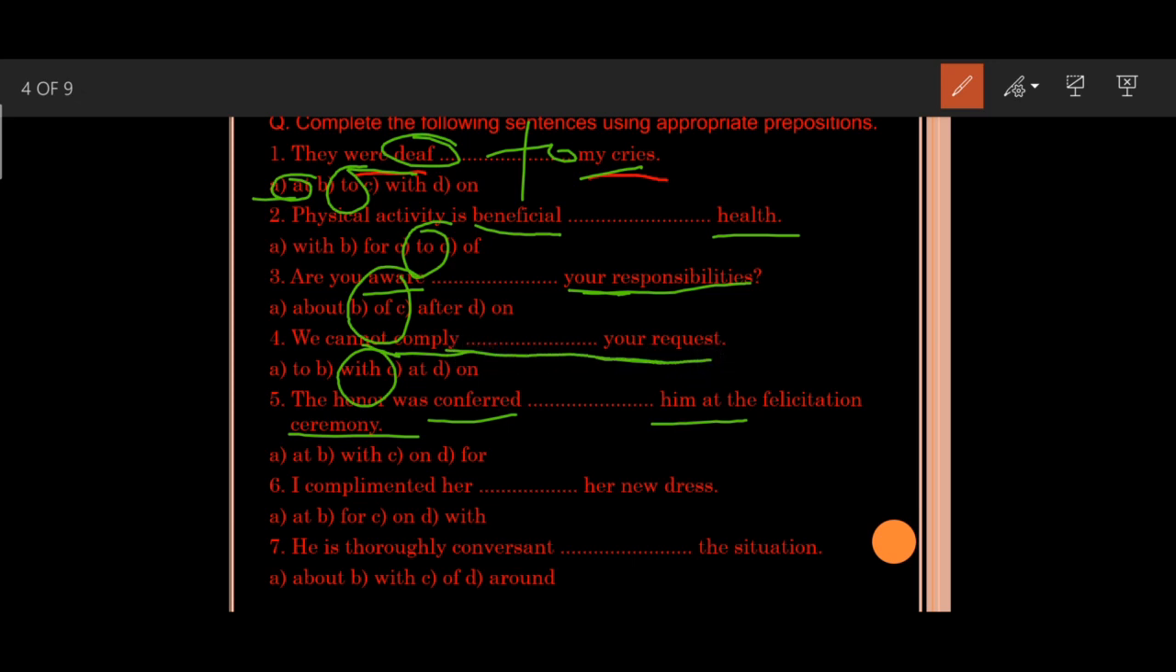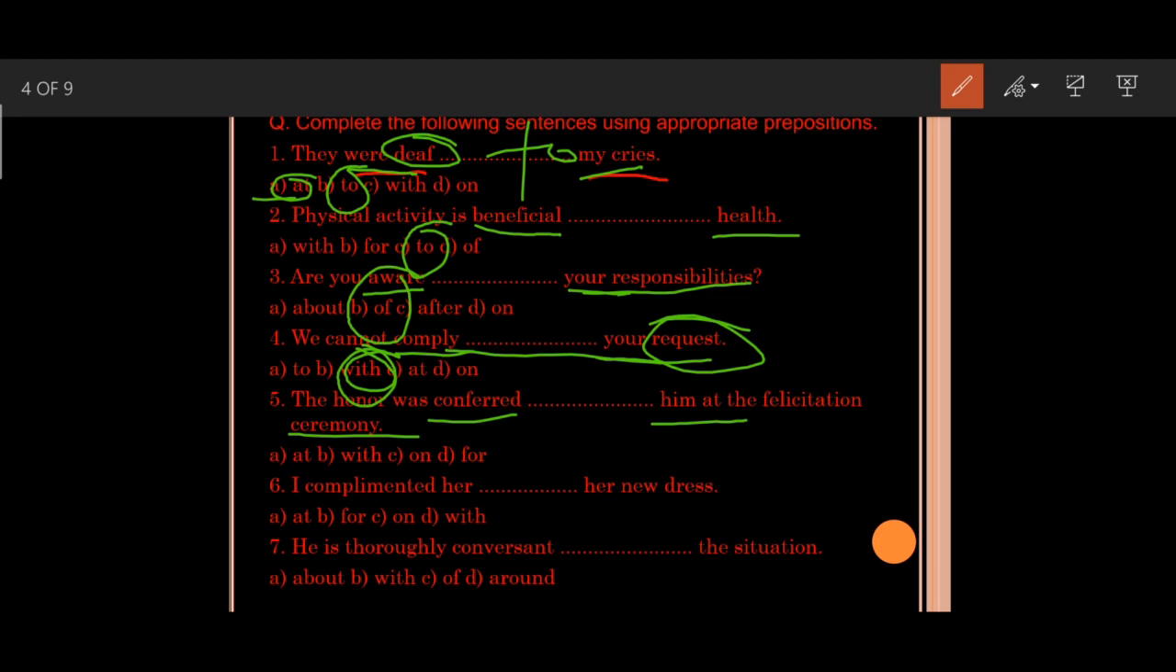The sentence is saying हम आपके रिक्वेस्ट के साथ कंप्लाई नहीं करेंगे. That means हम आपके रिक्वेस्ट के साथ. The meaning of साथ in English is with. So simple, we cannot comply with your request.